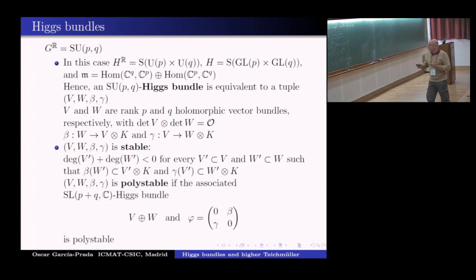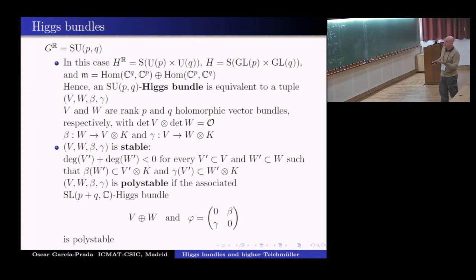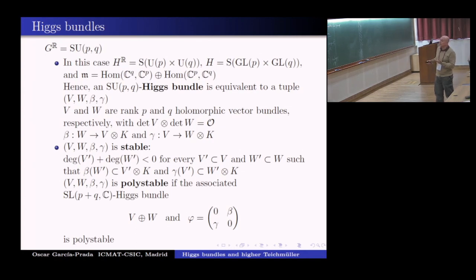To this tuple, you can actually associate the corresponding Higgs bundle for the complexification of this group, which is given in this way, and you can define polystability of this as the polystability of this SL_p plus q C Higgs bundle using the definition that I gave you before. Okay, so for many classical groups, you can work out things, right?